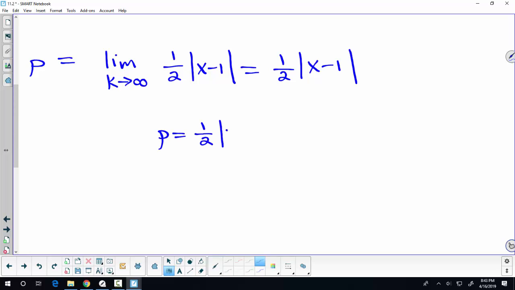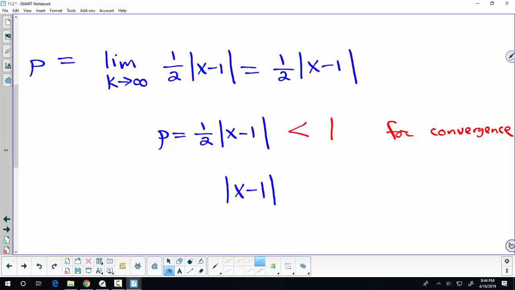Okay, so now we're back to solving inequalities. The absolute value of x minus 1 times 1/2 is less than 1, so the absolute value of x minus 1 is less than 2. If you'll notice, that right there gives us our radius of convergence. Our radius of convergence is 2. We'll have to pick back up on Thursday with this example.